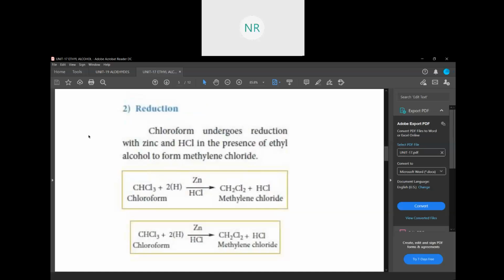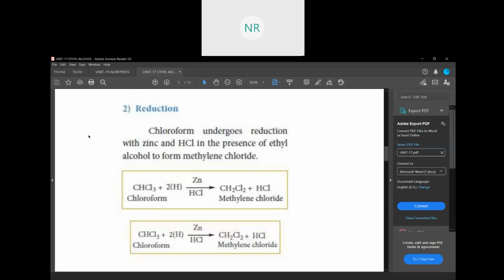Next is reduction. Chloroform undergoes reduction with zinc. Reduction is the gain of hydrogen or gain of electrons, while oxidation is the loss of electrons. That is LEO and GER: LEO means loss of electrons is oxidation, and GER, gain of electrons, is reduction. In reduction, chloroform undergoes reduction with zinc and hydrochloric acid, in the presence of ethyl alcohol, to form methylene chloride.